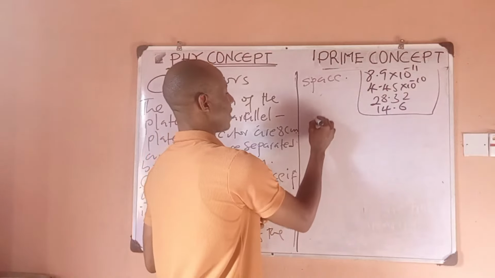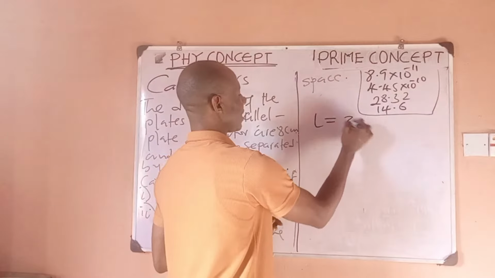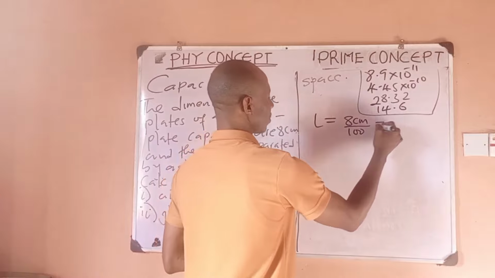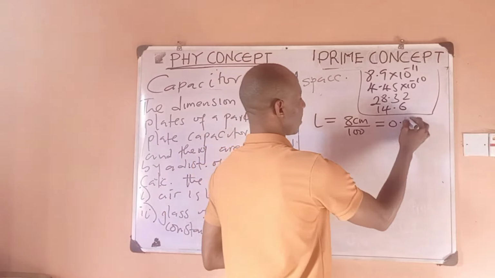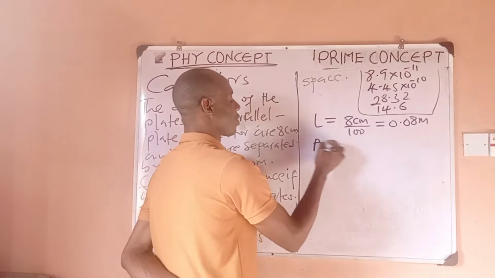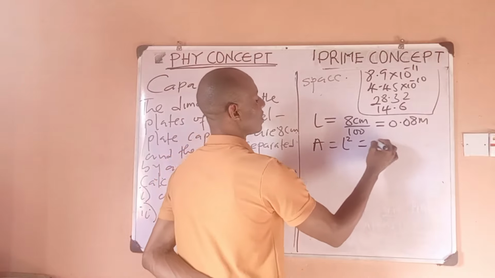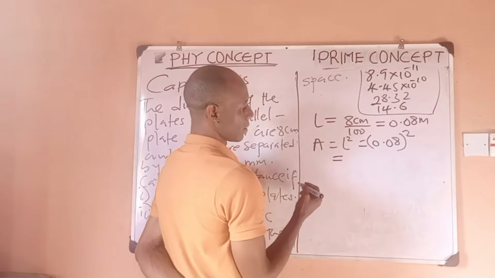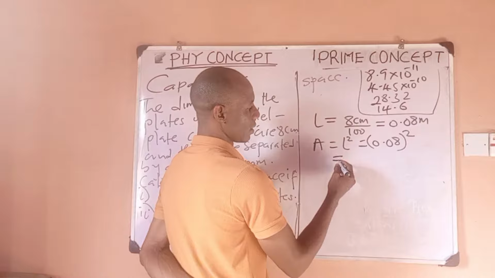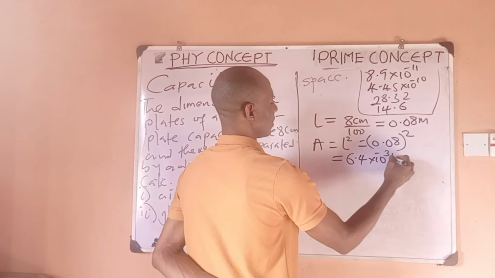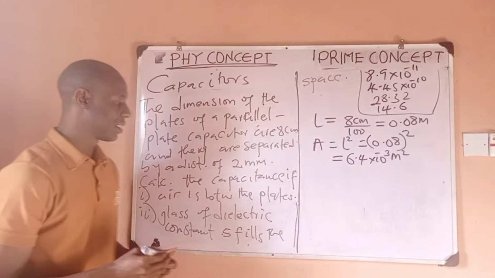So first, the length of the plate is 8 cm, which I'll divide by 100. This will give me 0.08 meters. For a square, the area is L squared, which is 0.08 squared. So give me this answer. 0.0064. That is 6.4 times 10 to the power minus 3 meters squared. So this is the first thing you want to do.